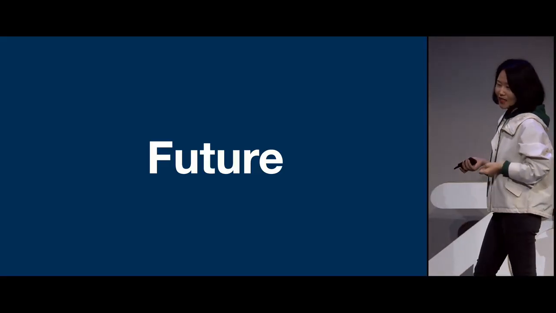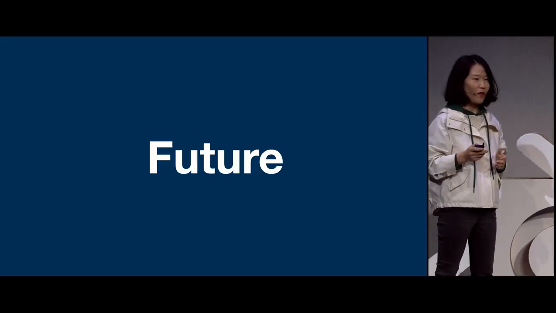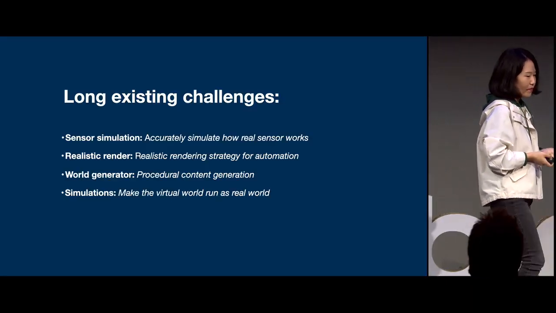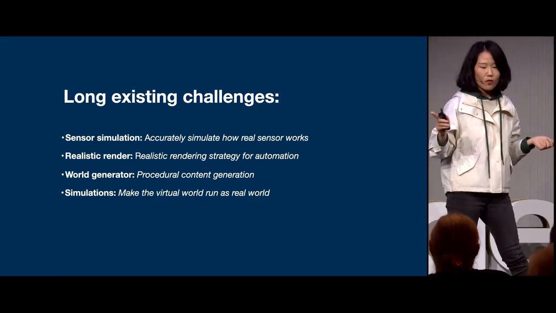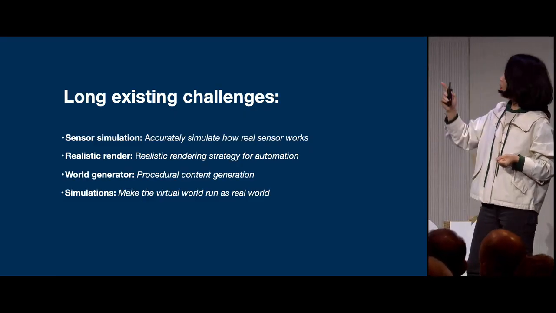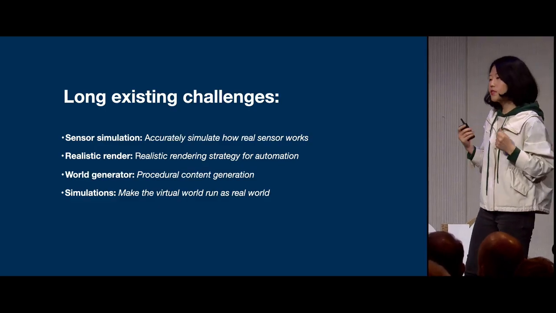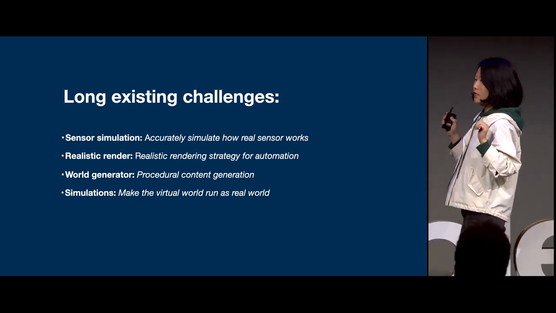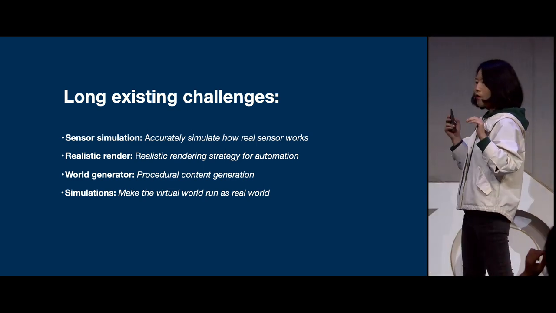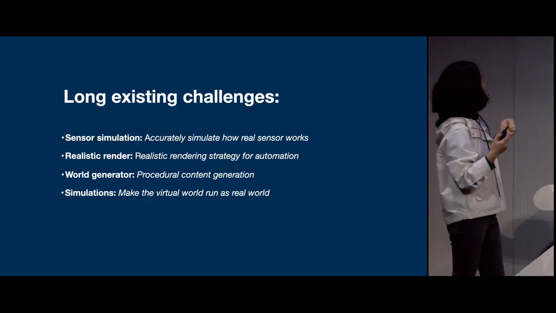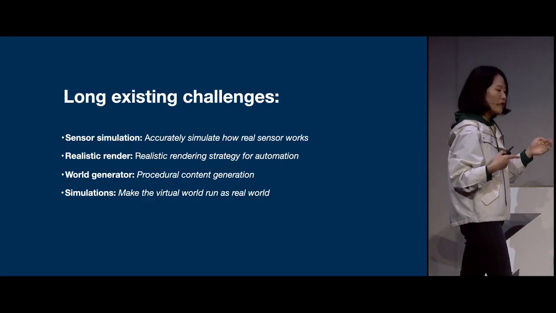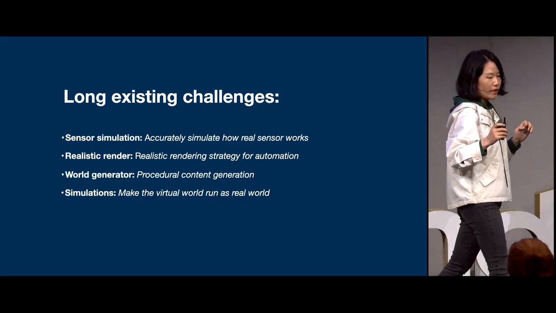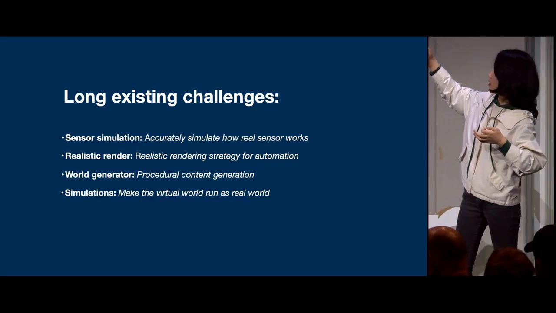What we have explored and established is far from perfect. There is always something we need to improve. In the future, there will be some long-existing challenges. The first one is sensor simulation. That is to say, we need to more accurately simulate how real sensors work, so we will get more realistic data. The second one is realistic rendering. We need some cheap, general rendering strategy for automatic generation.